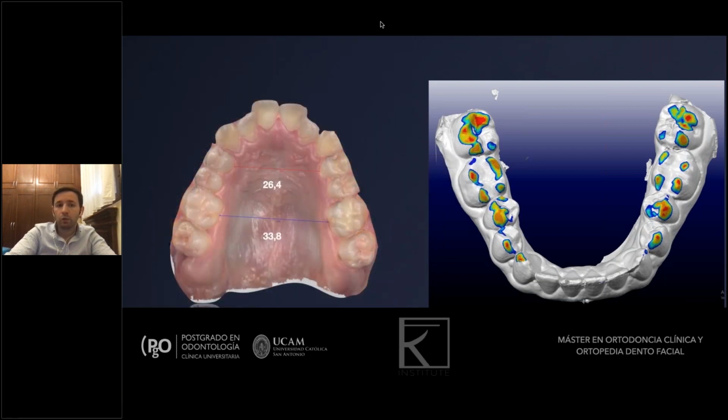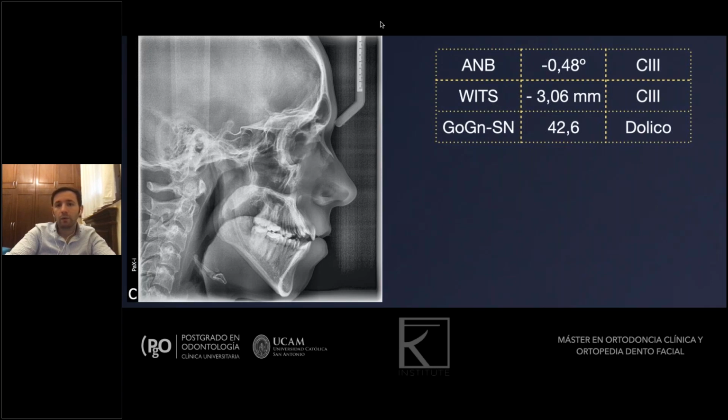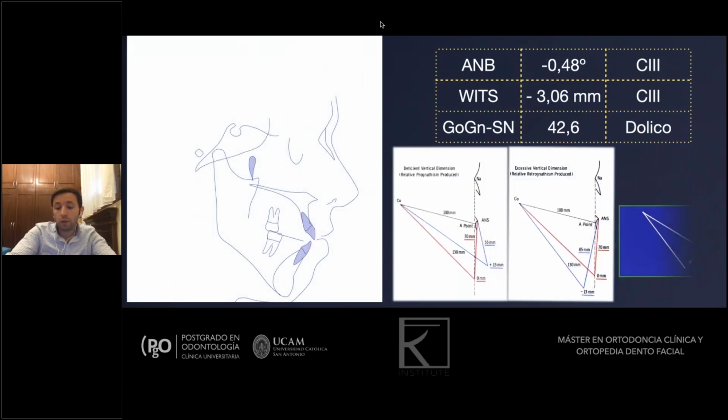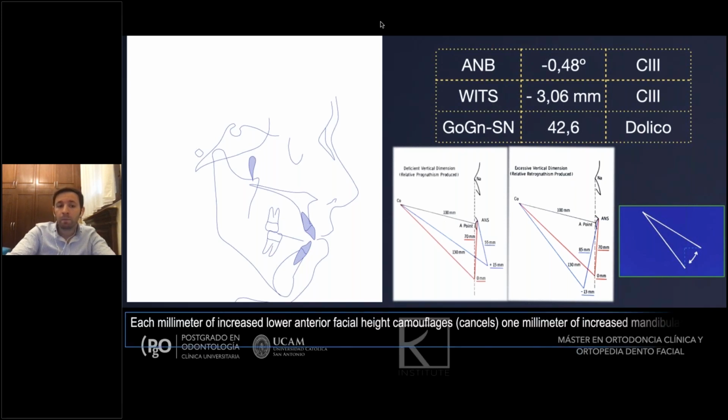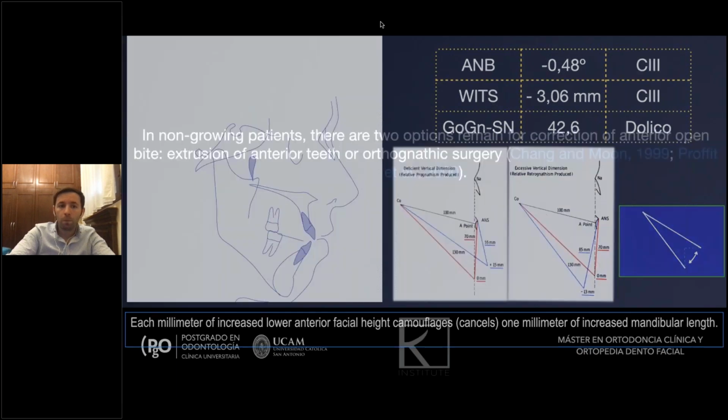The transversal between first premolars is 26 millimeters, and the transversal between upper first molars is 33.8 millimeters. So when I see the set, I'm going to see a dolicho class 3 patient, and McNamara reminds me that each millimeter of increased lower anterior facial height camouflages 1 millimeter of increased mandibular length. So be careful with making an anterior rotation of the jaw, because we are going to see the real class 3 that the patient really had.